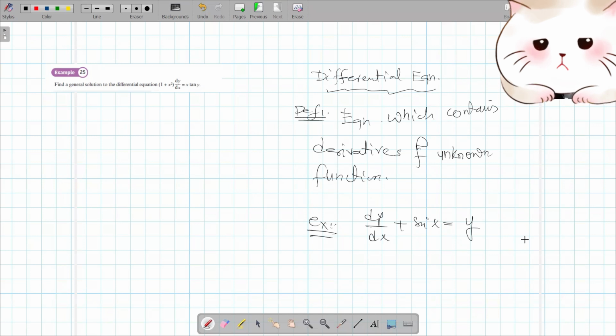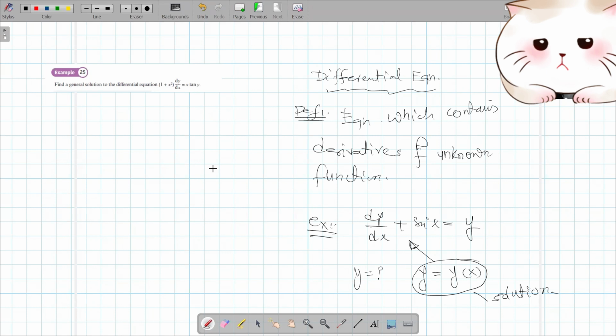Now, y is unknown, but this equation contains a derivative of the unknown function y. By solution, we mean to find y. Y is a function of x. What is that function of x which satisfies this equation? That is the solution.